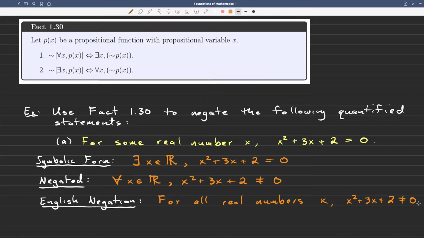One thing I want to point out is the original statement, for some real number x, x squared plus 3x plus 2 equals 0, that is a true statement because, well, consider x equals -1. When x is equal to -1, then it's true that x squared plus 3x plus 2 equals 0. If you negate a true statement, you would expect to find a false statement. In fact, that's what you have here. The negated statement is false. It's not true that for all real numbers x, x squared plus 3x plus 2 equals 0 because, remember the example, x equals -1. So x equals -1 is a counterexample to that statement that for all real numbers x, x squared plus 3x plus 2 is equal to 0. So this makes some sense.